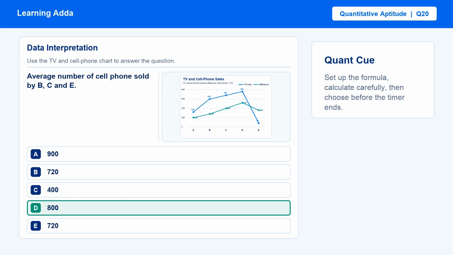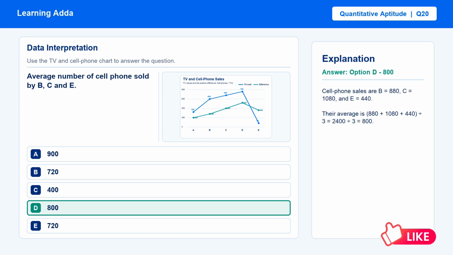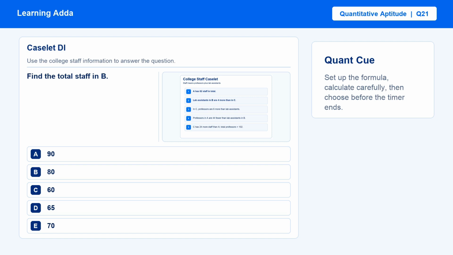The answer is option D, 800. Cell phone sales for B is equal to 880, C is equal to 1080, and E is equal to 440. Their average is 880 plus 1080 plus 440 divided by 3, which is equal to 2400 divided by 3, which is equal to 800. Question 21. Find the total staff in B.